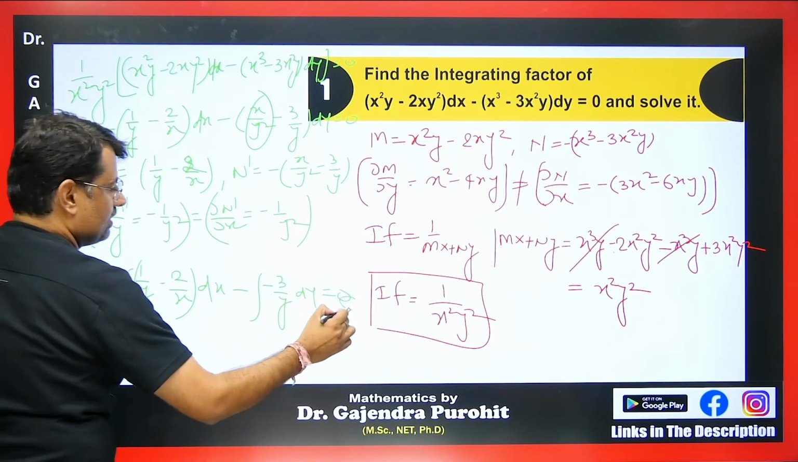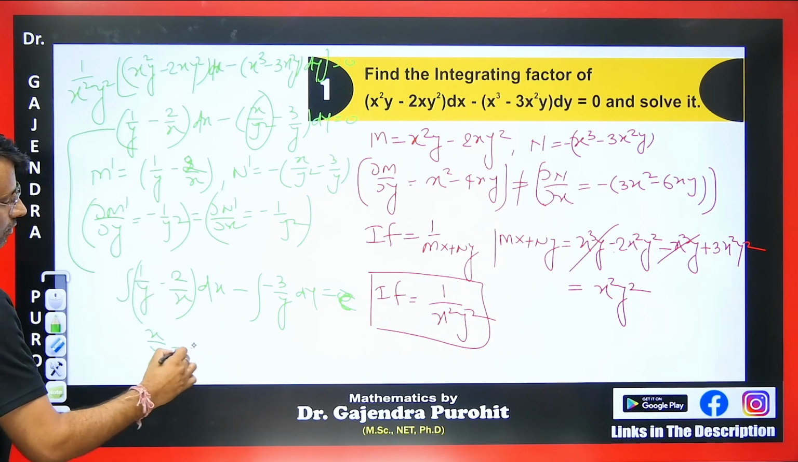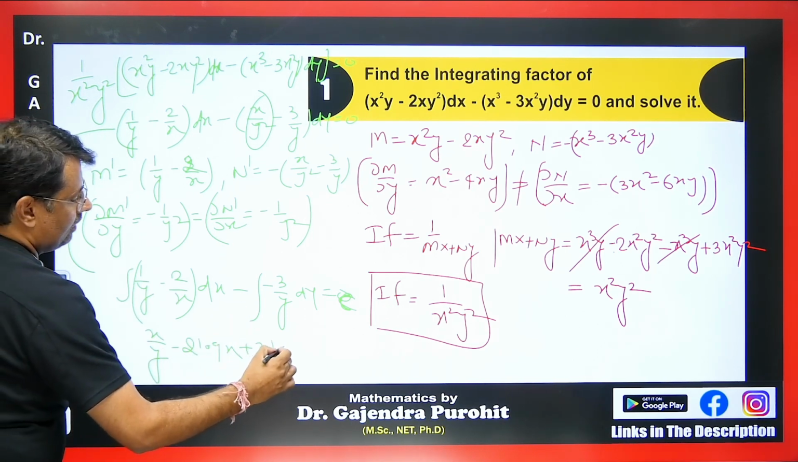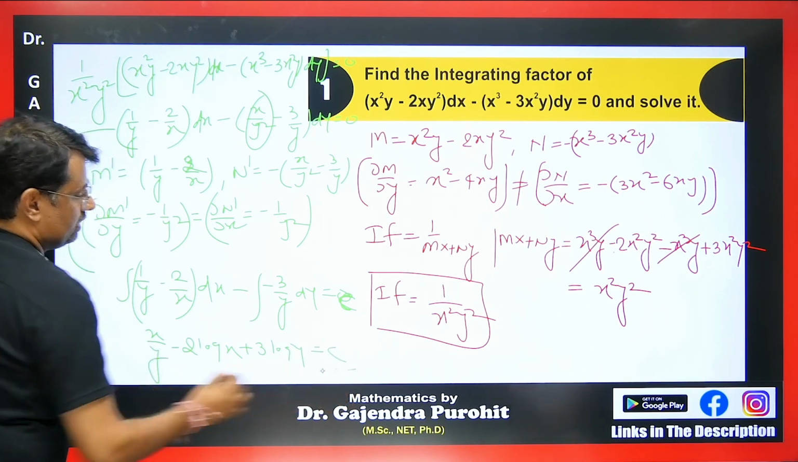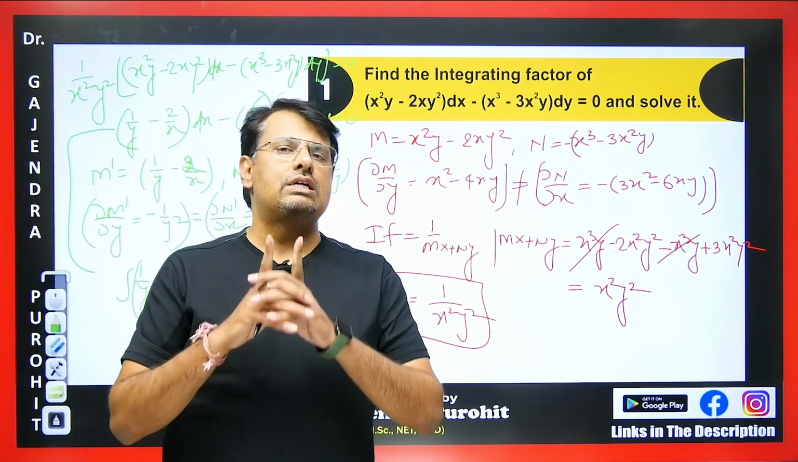Sorry, it will be c when we do its integration. 1 upon y is a constant and dx will be x. It will be x upon y minus 2 log x. Minus and minus will become plus 3 log y is equal to c. What will we get here? This is the answer. In this way, this question can be solved.